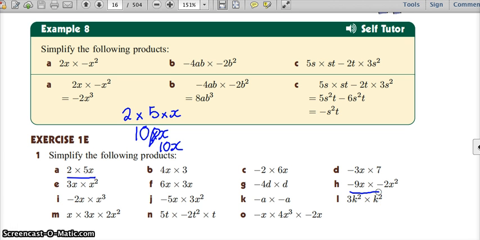Where we've got something such as this, again, let's try and expand out what we've got and then narrow it down. So what we've got here is negative 9 times x, and then we've got that there, negative 2 times, and what we've got with x squared is x times x.